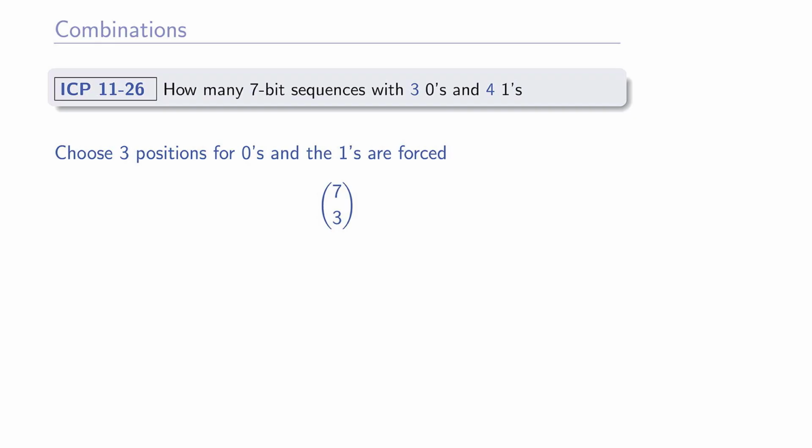So it's 7 times 6 times 5 divided by 3 factorial. Okay, yes please.